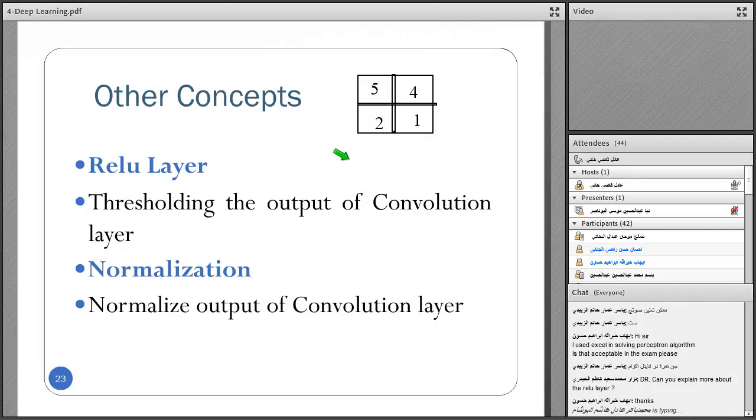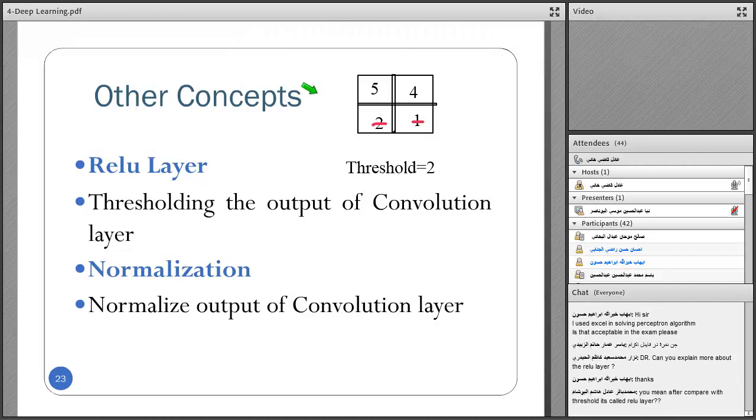In the ReLU layer, we said that the threshold is 2. We have to define the threshold. So when the threshold is 2, these two numbers are put to 0. These two numbers, 5 and 4, are higher than the threshold, and they will keep their values. But the values that are under or equal to the threshold will be put to 0. This is the ReLU layer.